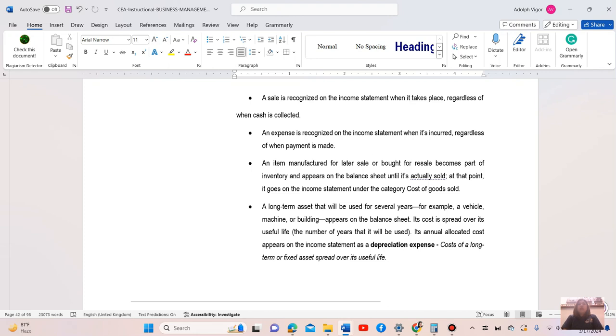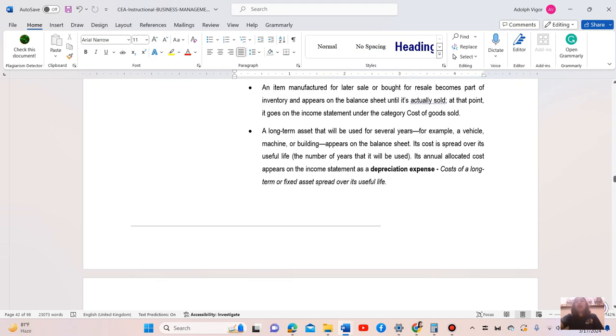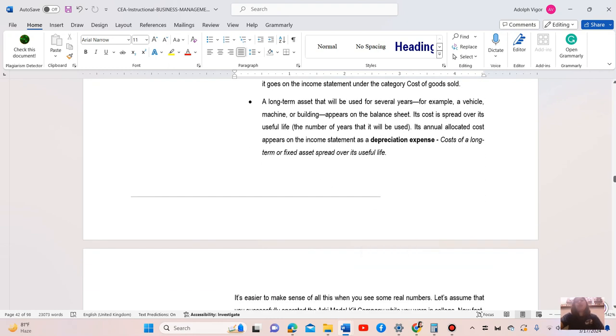Then fourth, a long-term asset that will be used for several years, for example, a vehicle, machine, or building, appears on the balance sheet. Its cost is spread over its useful life, the number of years that it will be used. Its annual allocated cost appears on the income statement as depreciation expense. The cost of the long-term or fixed asset is spread over its useful life because equipment will depreciate over time.